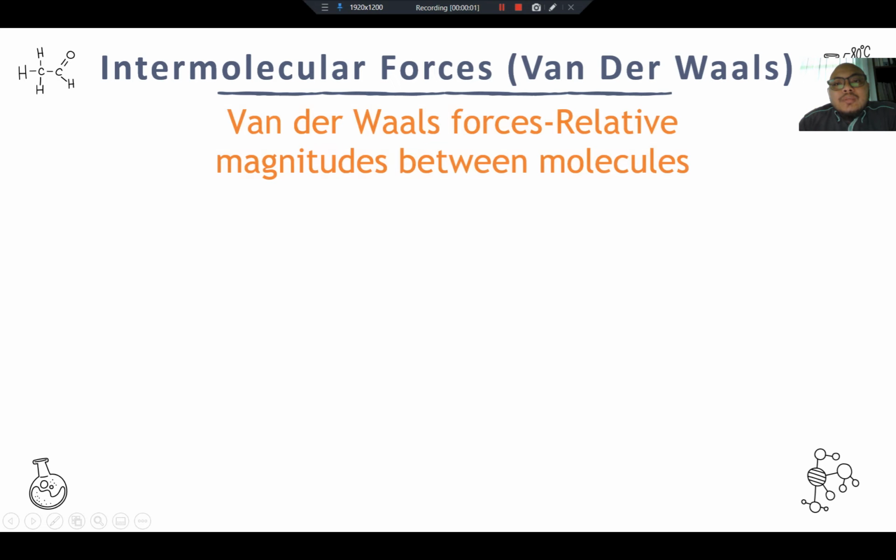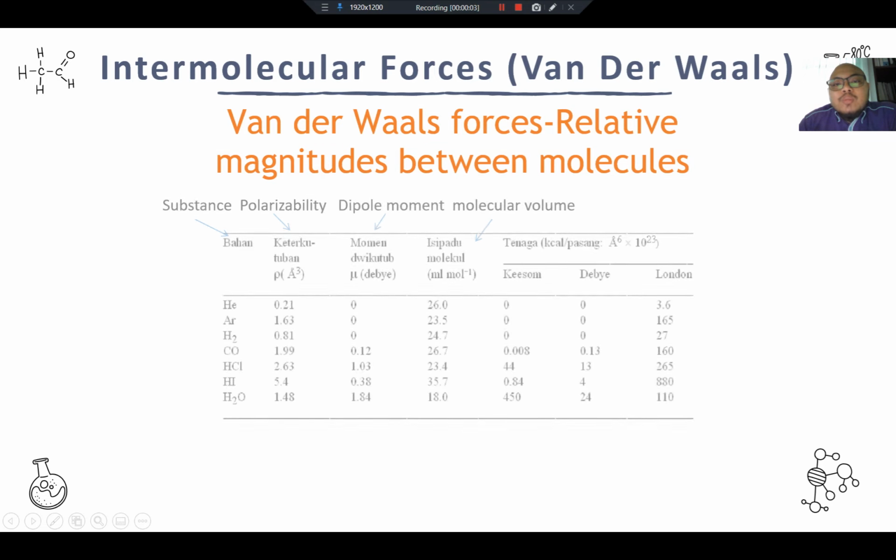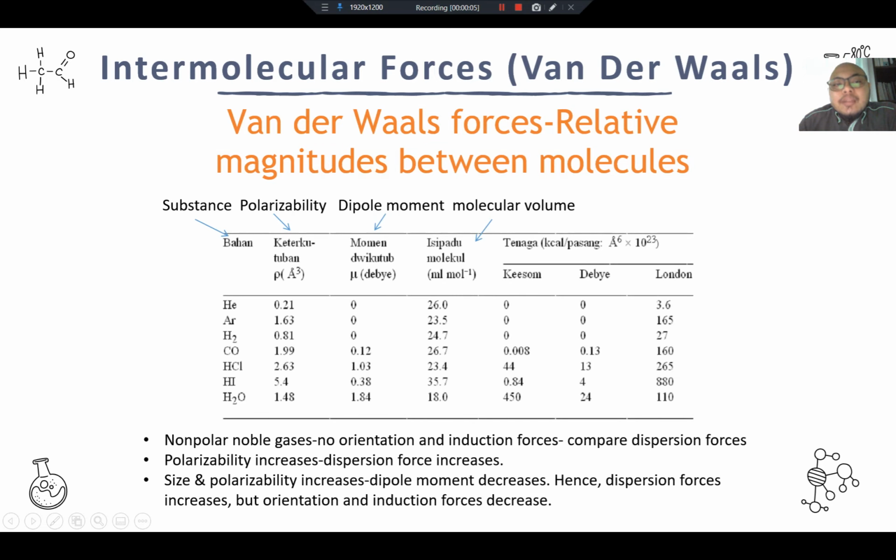Alright, now we look into the relative magnitude between molecules. Okay, here is the table. Right, let's look at the example over here. We have a few molecules over here, and then this particular column for the polarizability, and then here is the dipole moment interaction between the molecules, and then the molecular volume or the molecular size is about the same thing. Then we look at the forces, Keesom divided by London.